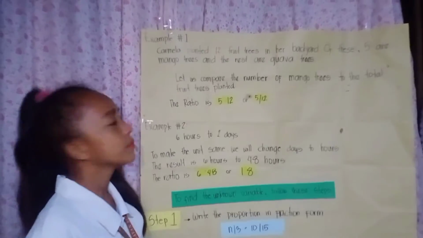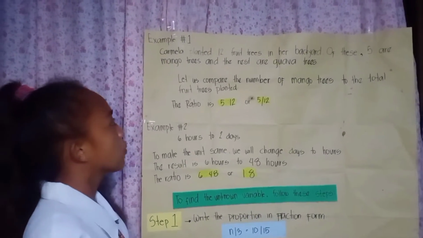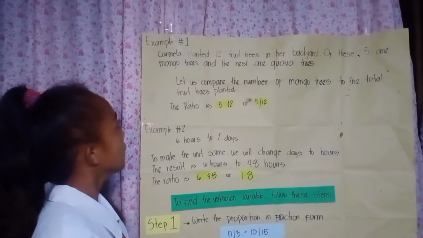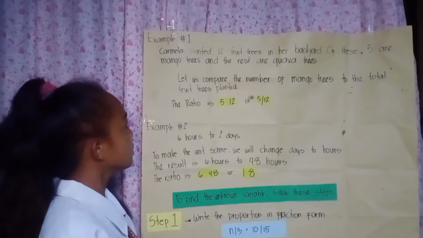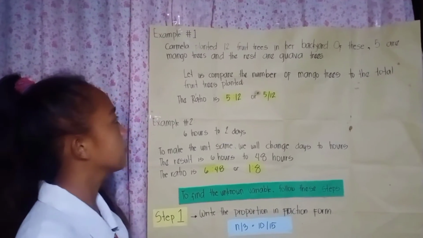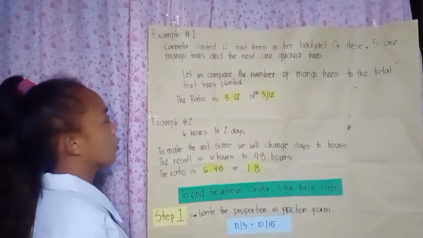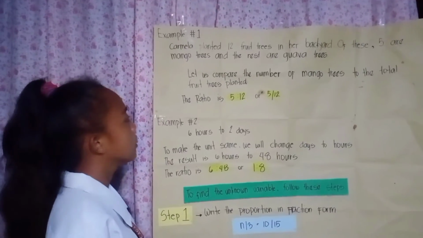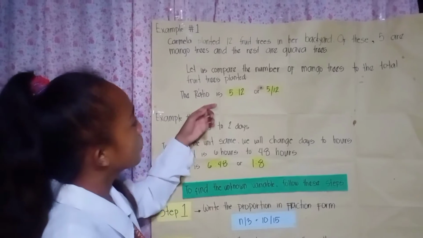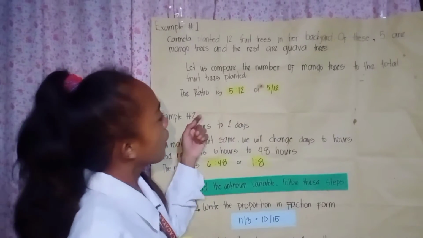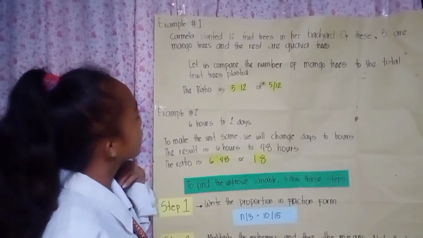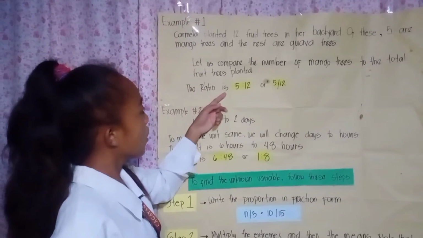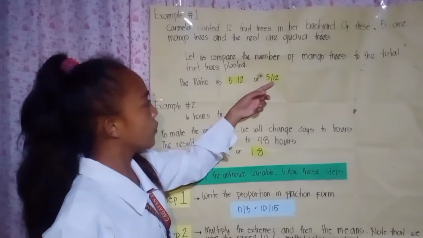Example number 1. Carmela planted 12 fruit trees in her backyard. Of these, 5 are mango trees and the rest are guava trees. Let us compare the number of mango trees to the total fruit trees planted. The number of mango trees is 5 and the total fruit trees planted are 12 fruit trees. So the ratio is 5:12 or 5/12.